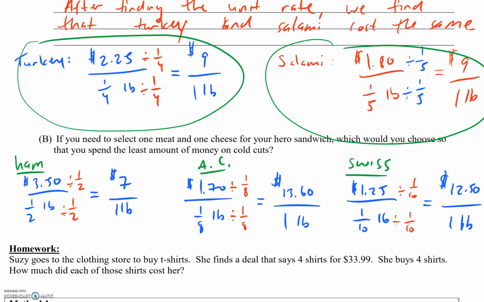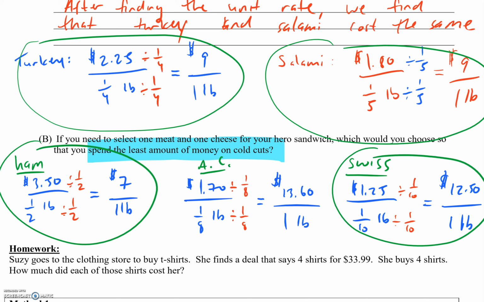Now, since we only need to select one meat and one cheese, and we need the cheapest sandwich, right? Spend the least amount of money on cold cuts. We have to pick the cheapest meat and the cheapest cheese. So, cheapest meat would be ham, and cheapest cheese would be Swiss. Alright, so your answer would be ham and Swiss cheese.